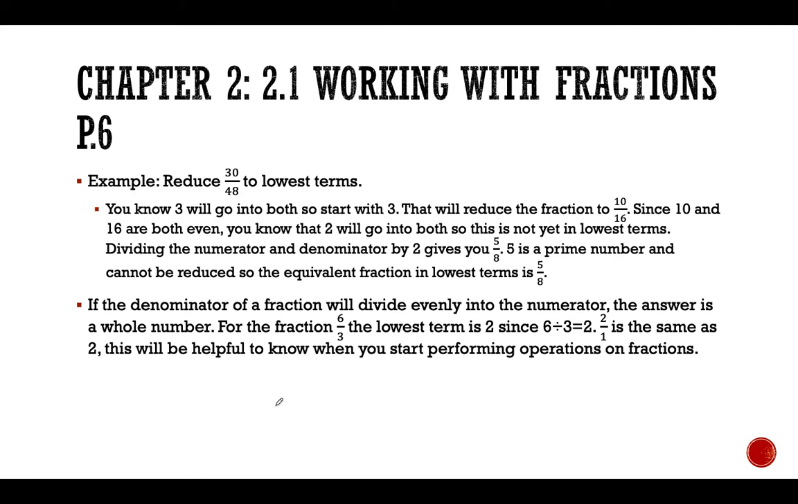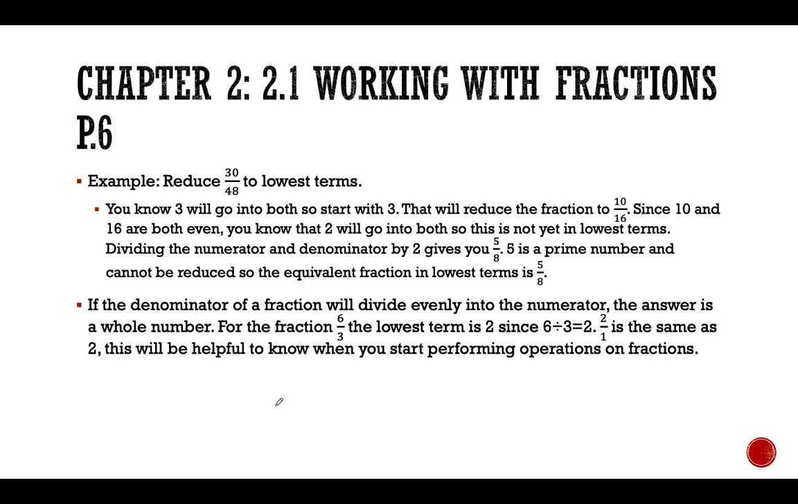10 and 16 are both even, so you know at least 2 will go into both of them. So let's divide 10 over 16 by 2 over 2. So 10 divided by 2 is 5, and 16 divided by 2 is 8. That will give you 5 over 8. 5 is a prime number. You can't reduce 5 any longer, so 5 over 8 is 30 over 48 in its lowest terms.